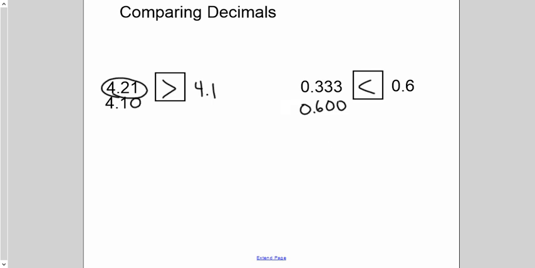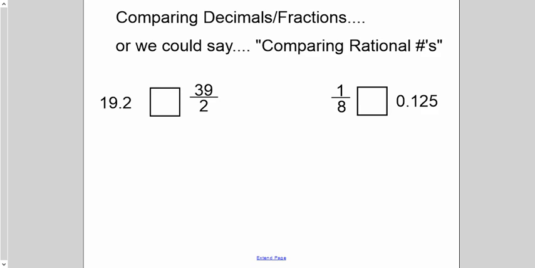Decimals are pretty easy to compare. Most of you did better on that. Now, when we get into comparing a decimal to a fraction, I don't want you to get all caught up and wondering what to do. I just want you to kind of breathe and just take it slow, okay? 19.2, well, I can make that into a fraction and get common denominators, do the cross multiplication, but how about we make this one into a decimal? How do we do that?